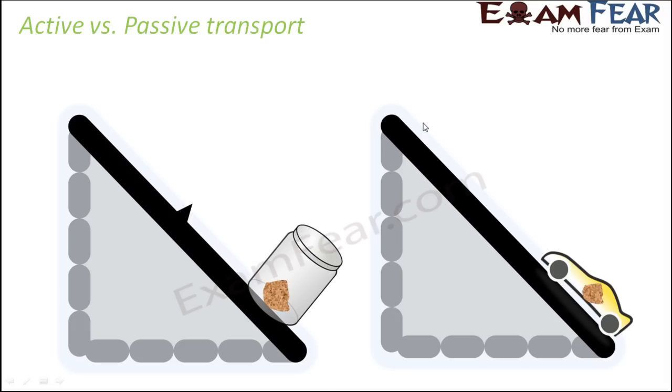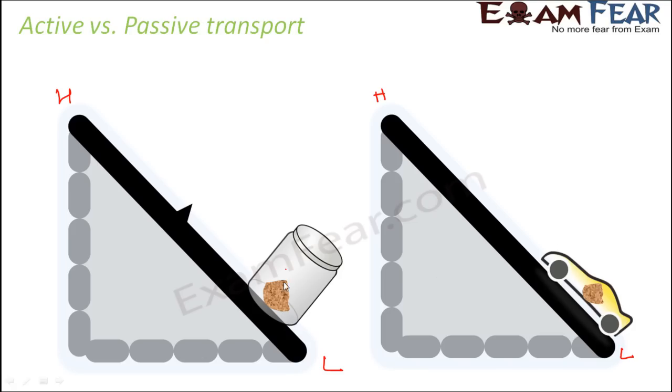Whereas in active transport, the situation is something like this. Let us suppose you want a particle to move up the hill. Obviously the particle by itself will not move up the hill. In the earlier case, the particle was able to move down the hill because it was a slope, so it was able to move on its own. But here the particle on its own can never move up the hill, so it needs something which can carry it.